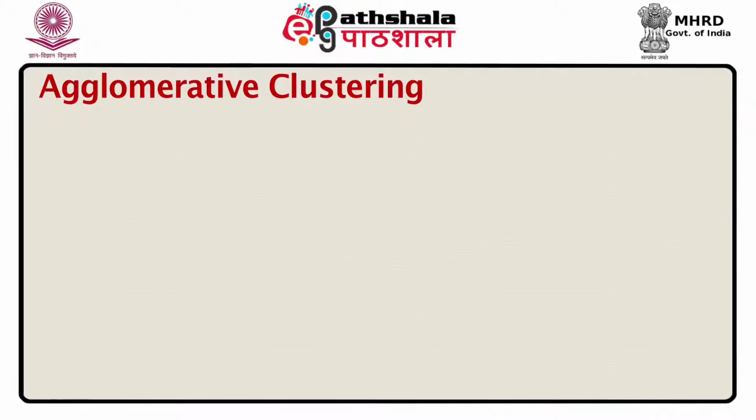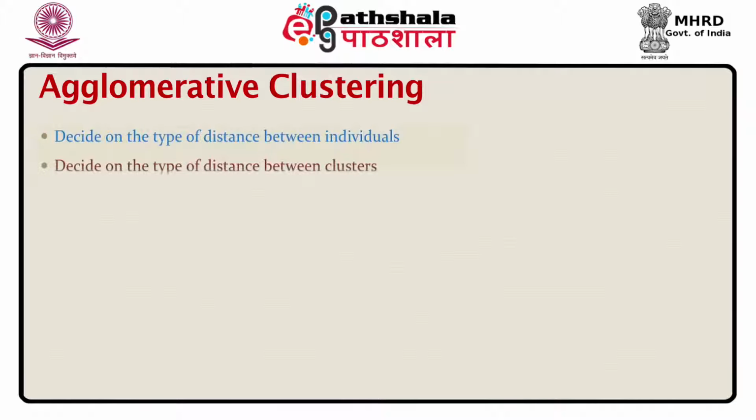Now, having defined the distances and the cluster distances, let's go back and see what we actually do in agglomerative clustering. So we decide on the type of distance between individuals first. Then we decide on the type of distance between the clusters.